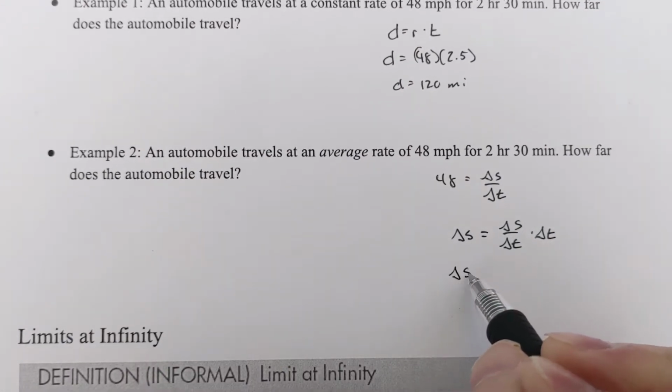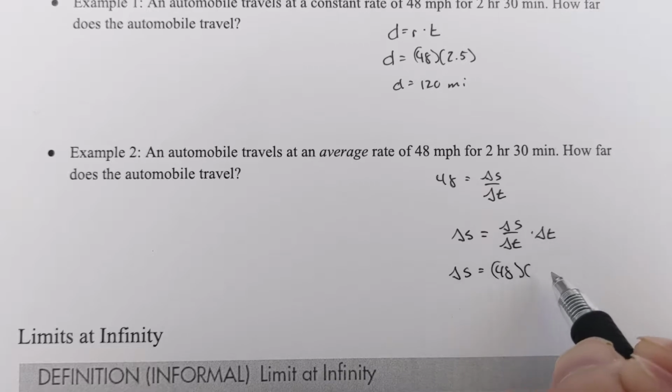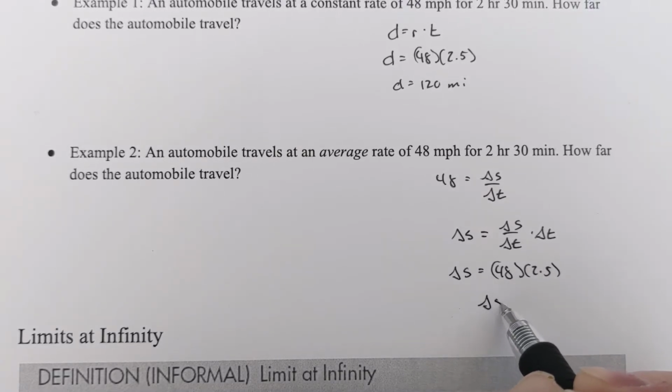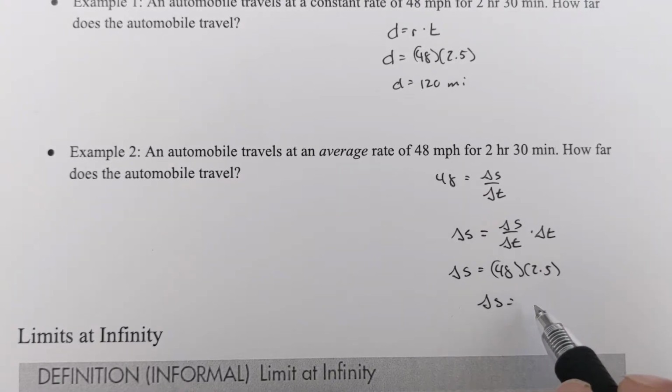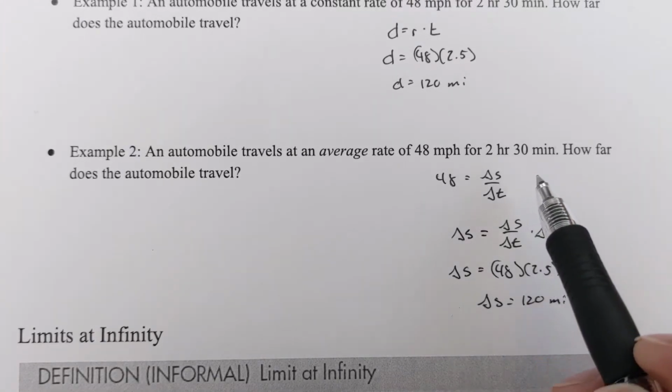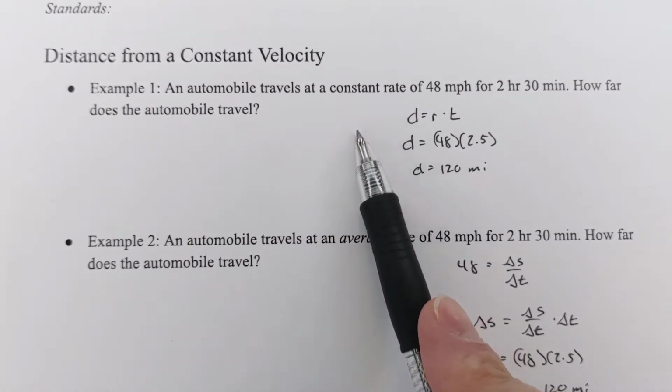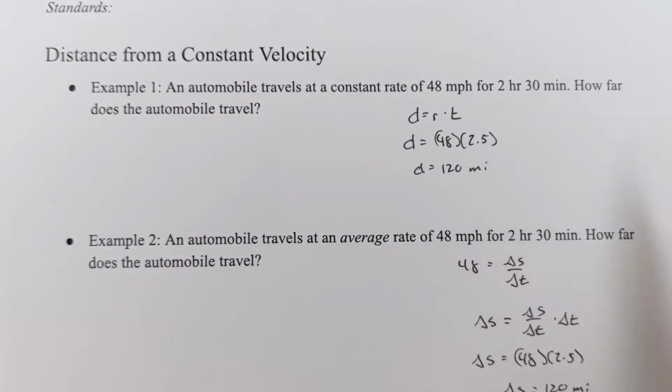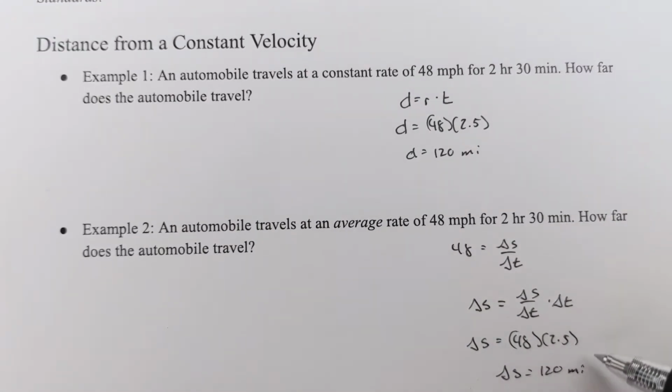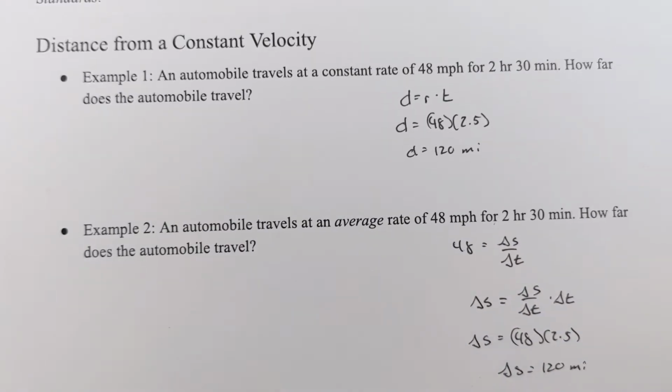So delta S is what I'm solving for. That's 48. This is 2.5. So 120 miles. Same number. So it doesn't matter. At a constant speed of 48 versus an average speed of 48, you get the same answer. It doesn't actually matter how their speed varied as long as you know their average speed.